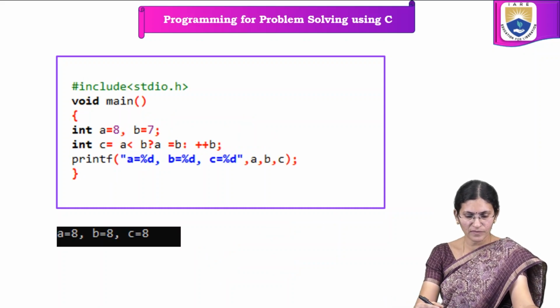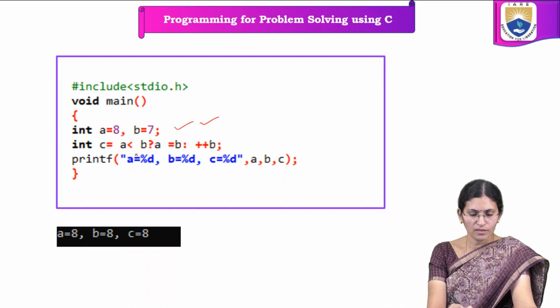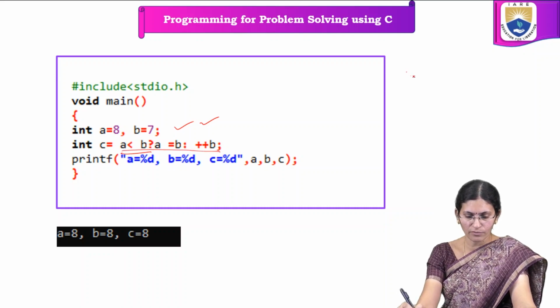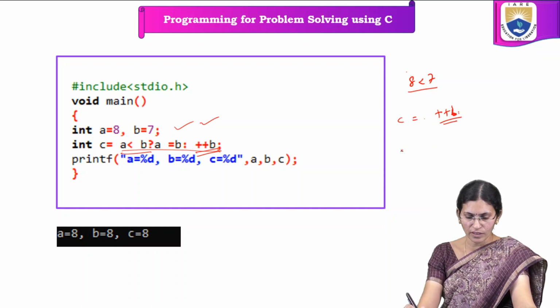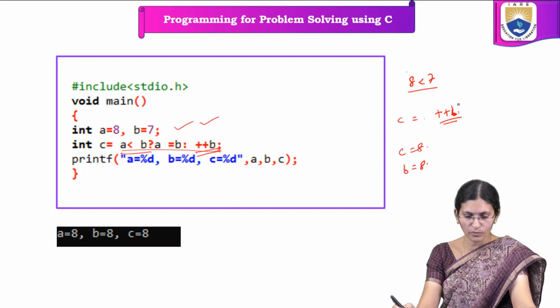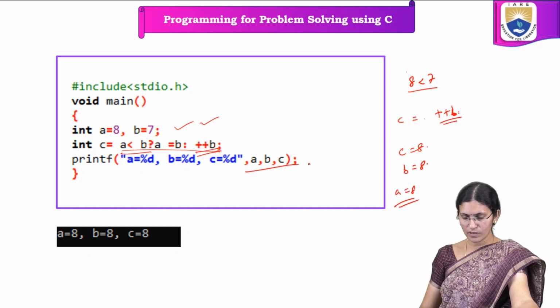In this way, this is another program. a is equal to 8 and b is equal to 7 here. So a less than b, this is also a ternary operator. a less than b is evaluated, 8 less than 7. 8 is less than 7, this is false. Therefore this will be evaluated, that means c is assigned the value ++b. So first the b value is incremented and then it is assigned to c. The b value is 7, the incremented value will be 8. So b is equal to 8. And the a value is already 8, so a is equal to 8. This is the output of this program.